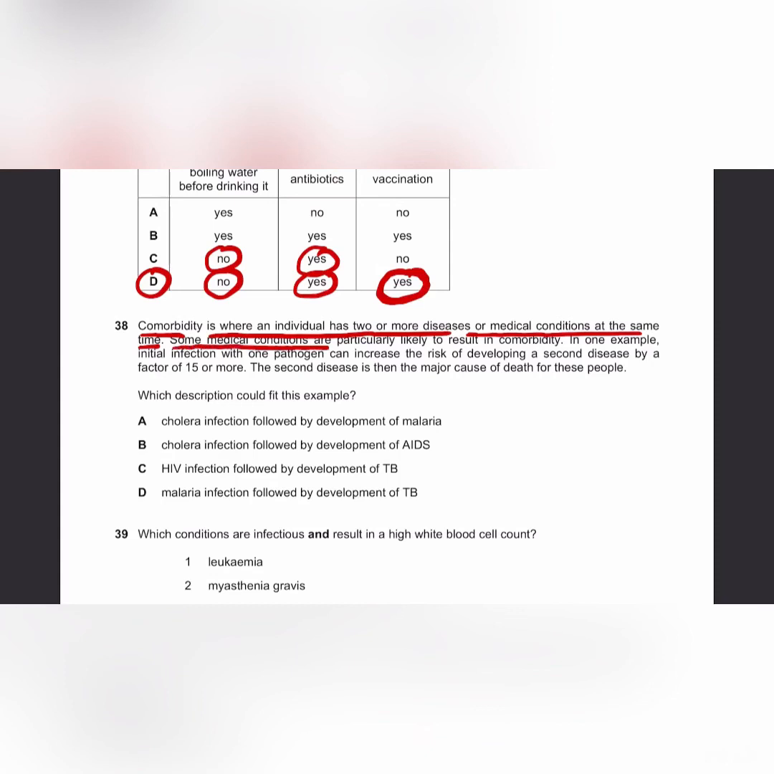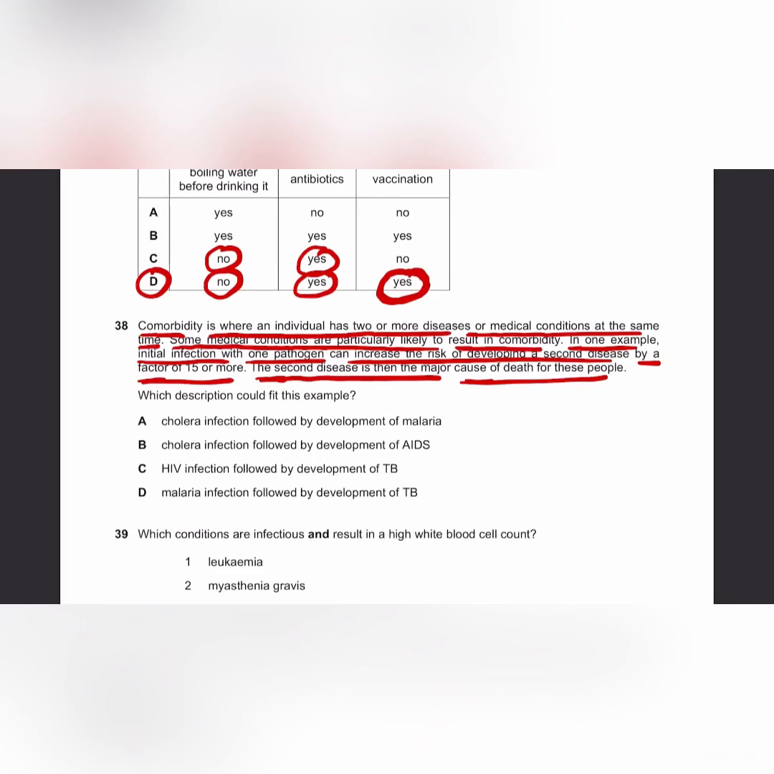Some medical conditions are particularly likely to result in comorbidity. In one example, initial infection with one pathogen can increase the risk of developing a second disease by a factor of 15 or more. The second disease is then the major cause of death for these people. I hope you get this information. They're saying that comorbidity, for example, one disease can increase the likelihood of getting another disease. One pathogen can cause the development of another disease by a factor of 15 or more. So if a person has an infectious disease, there's a likelihood of getting another infectious disease as well.